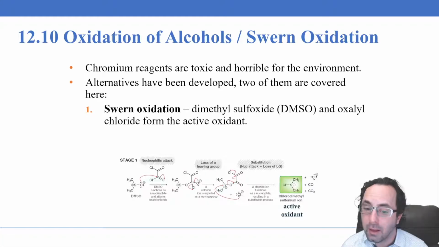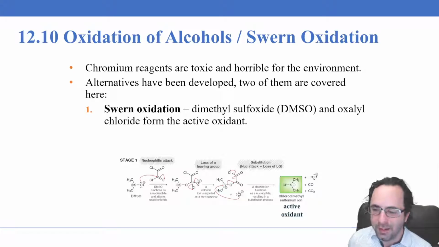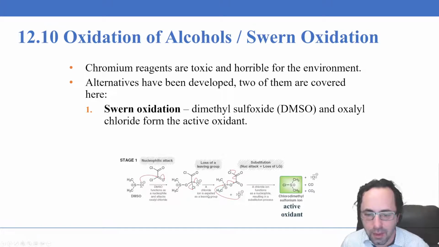Now, in terms of this mechanism, I'm going to show you this mechanism, but you do not need to know this mechanism, okay? You do not need to know this mechanism. This is just kind of an odd mechanism that I don't feel is necessary to know. But you may hear of the Swern oxidation, for oxidizing an alcohol to a carbonyl. First it involves dimethyl sulfoxide and this oxalyl chloride, which is this.